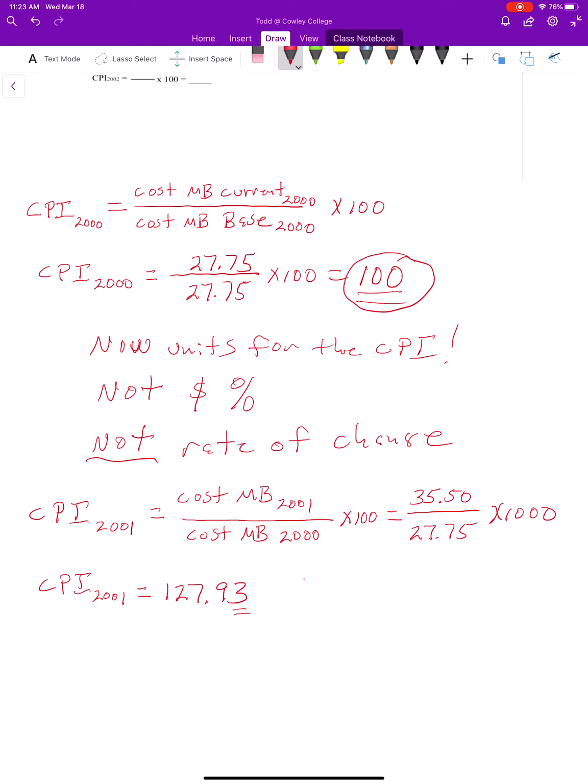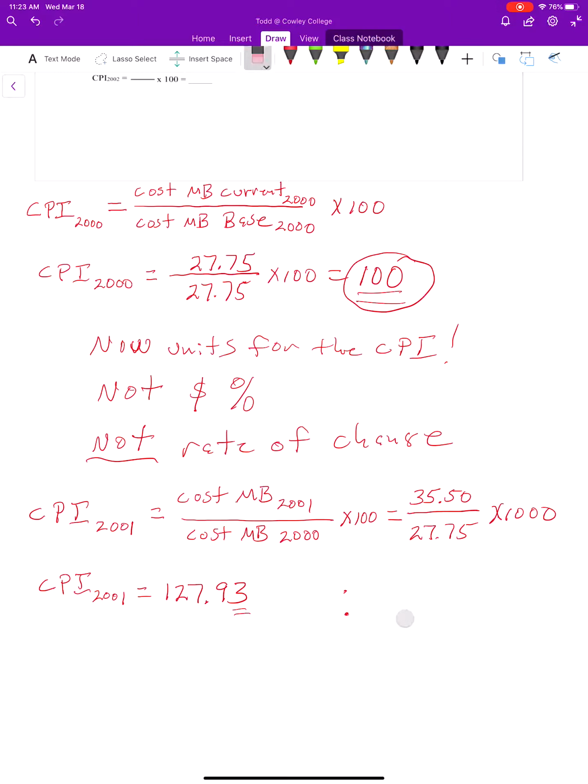So in your calculator, it would have come out to be 127.9279. So round it to the second digit, and that would round up to 127.93.